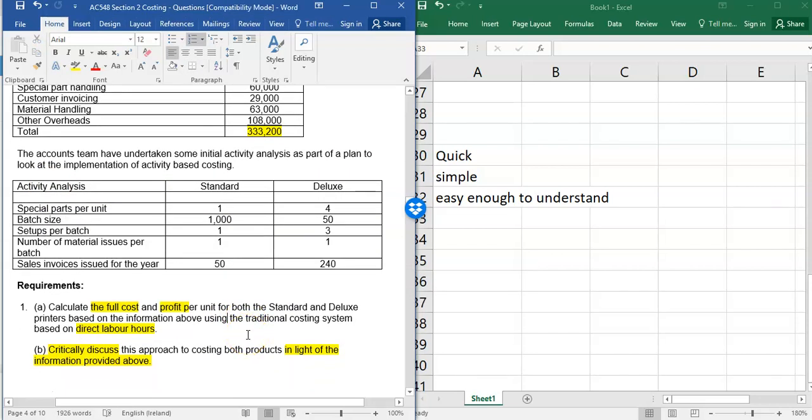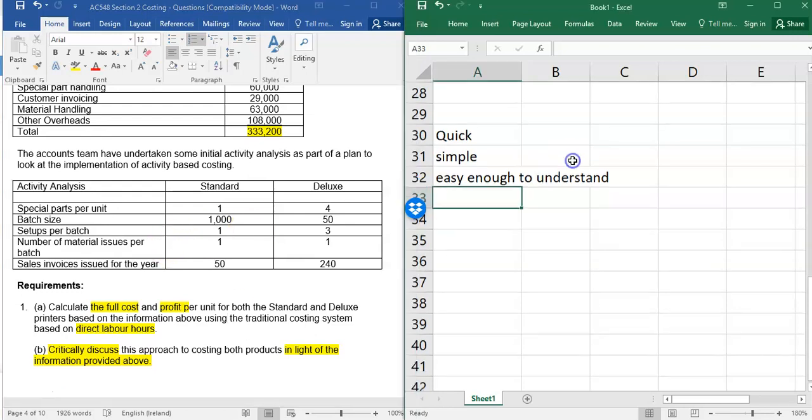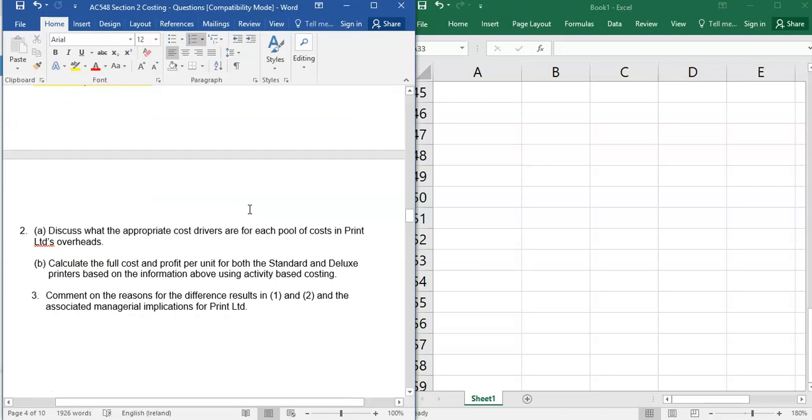So have a look. You don't expect too much written, but have a look at the suggested solution. Just a simple paragraph, a couple of bullet points will suffice in terms of an answer there. So that then moves us on to part 2.